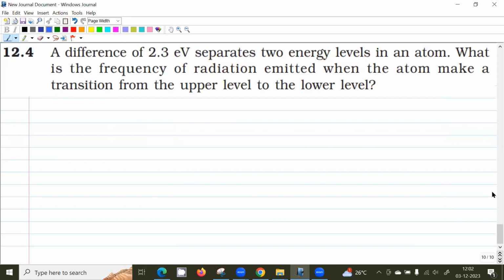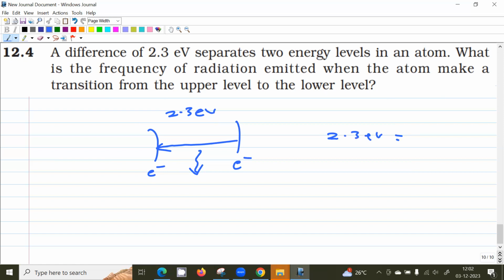This is the energy difference of 2 levels. So this first level, this second level, this energy difference is 2.3 electron volts. So what is the frequency of radiation when the atom makes a transition from up? Basically the electron is jumping from the highest state to the lower state. So it jumps from here to here, and it will give out a photon corresponding to the energy difference.